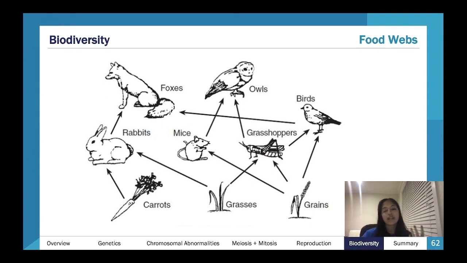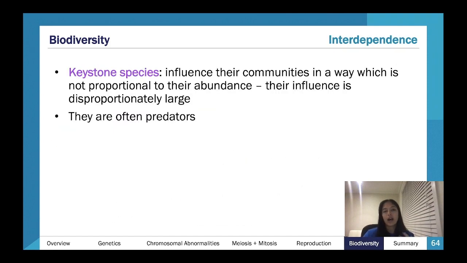So that's the idea of why they're keystone species, because a fluctuation in their number will cause a really large fluctuation and a large change in that ecosystem. And so it's that idea of other organisms being dependent on their numbers.